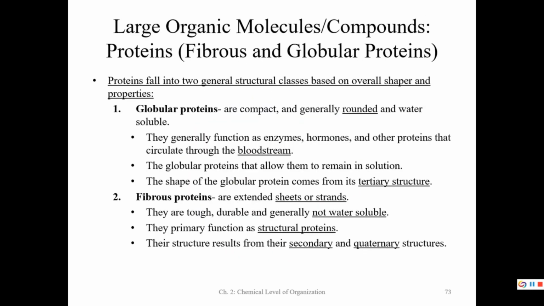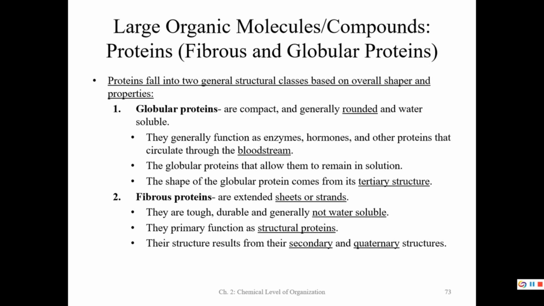Okay. So globular proteins are rounded and they're water soluble. They're more compact, based on their shape. They are usually going to be enzymes, hormones, and proteins that circulate through blood. Globular shape allows them to stay in solution because the hydrophobic parts are inside and the hydrophilic parts are outside. The shape of these comes from their tertiary structure.